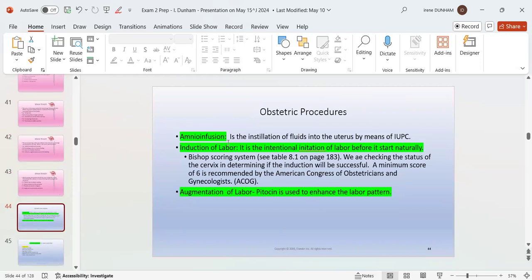Okay, so I talked about amnioinfusion already, but when we have that meconium amniotic fluid, we can dilute it. Okay, induction of labor just means that we are putting someone into labor.